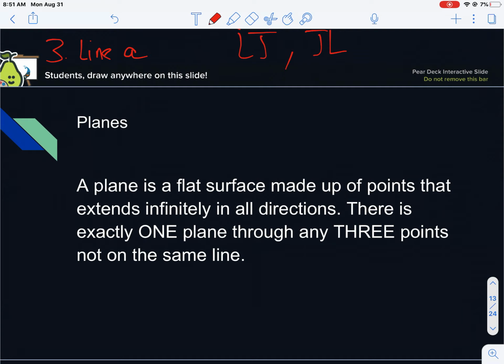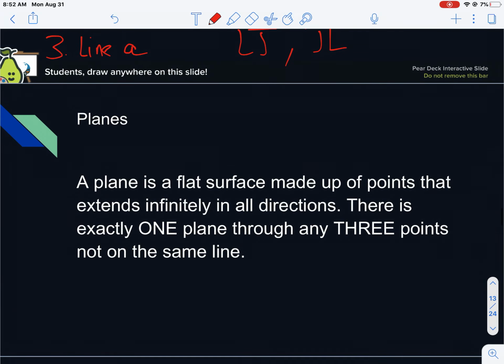All right, lastly, we have planes. A plane's a flat surface made up of points extending infinitely in all directions. There's exactly one plane through any 3 points not on the same line. Okay, so the main thing you want to think about here is a plane's a flat surface made up of points. It goes on forever. So you can think of a wall as a plane. It doesn't go on forever, but it's sort of an example of a plane, right? A cinder block, or the facade of a cinder block, a piece of paper, etc.